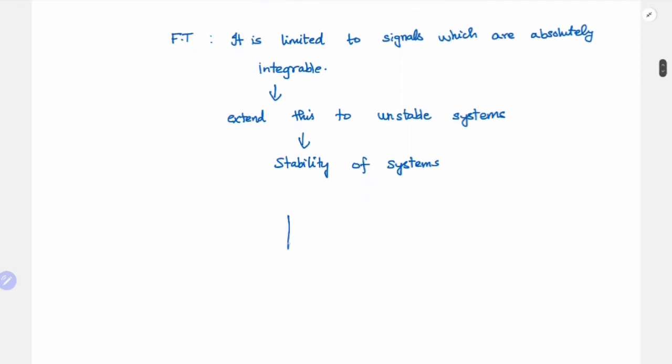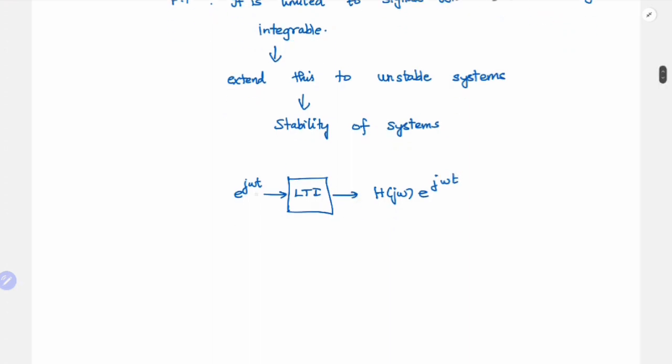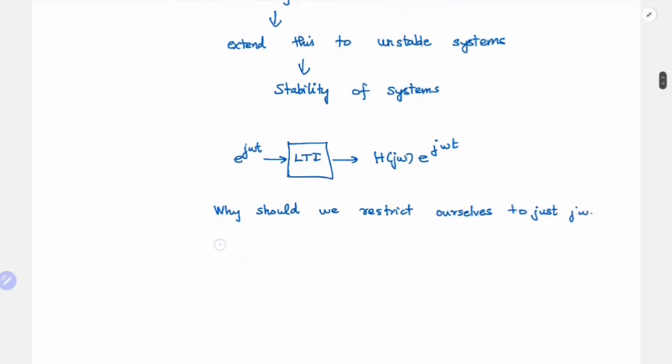And also if you see the LTI system, in the Fourier transform we were using just e power j omega t and it was giving us the eigenfunction h of j omega e power j omega t. But why should we restrict ourselves to just j omega? So we'll take the entire complex plane.